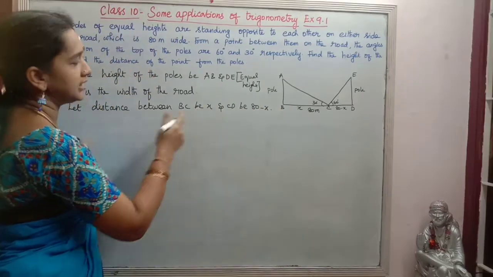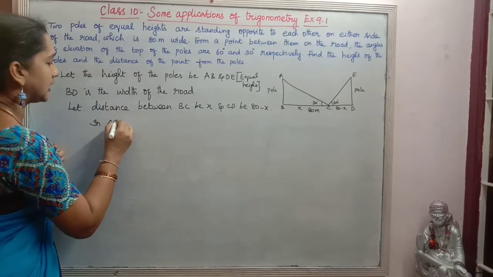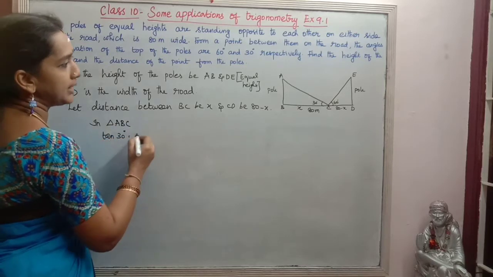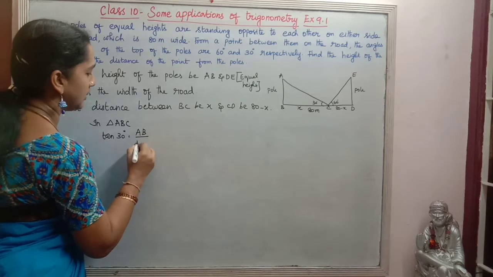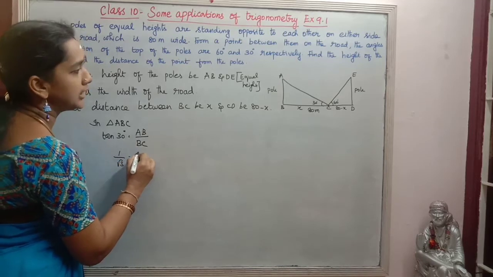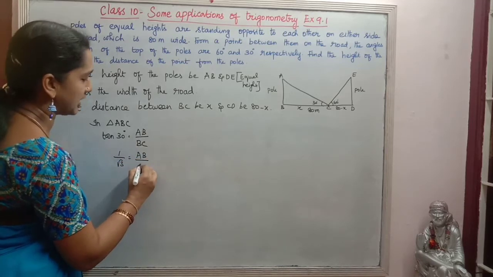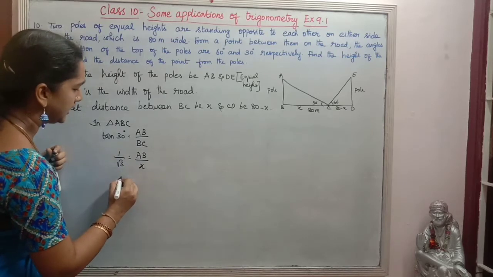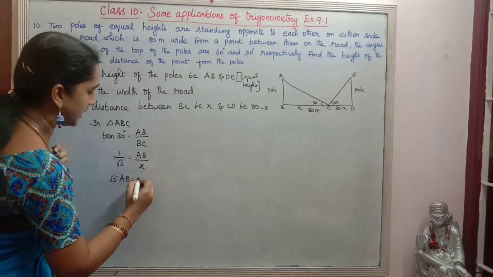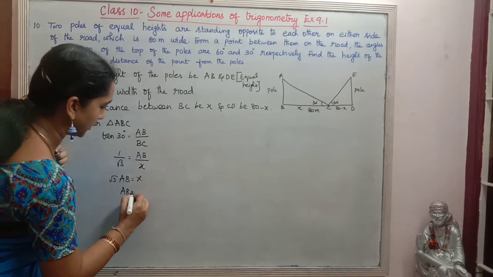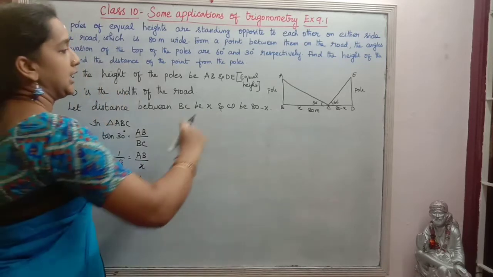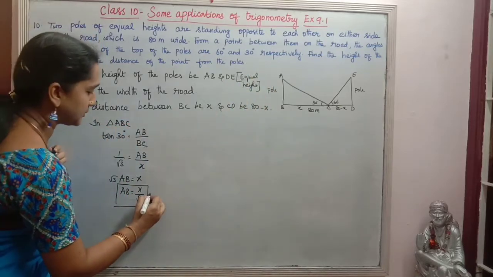Okay, so now we take triangle ABC. In triangle ABC, tan 30 is equal to AB by BC. So we know that tan 30 is 1 by root 3, which is equal to AB by BC, and we have taken BC as X. When we cross multiply, root 3 AB is equal to X. So AB is equal to X by root 3 meters. So we got the height of the pole in terms of X.